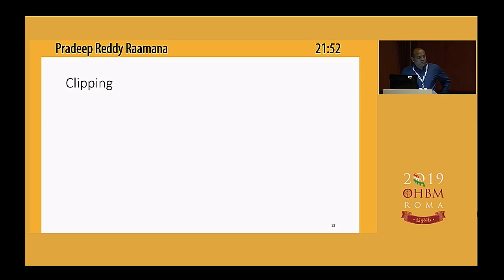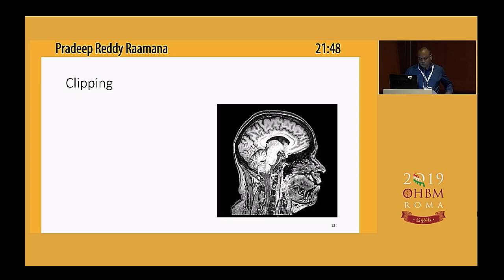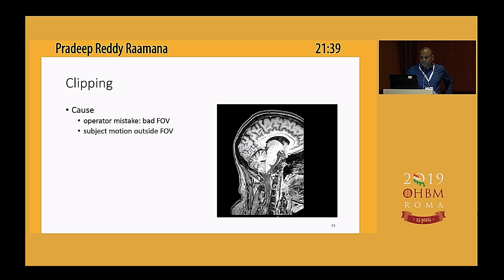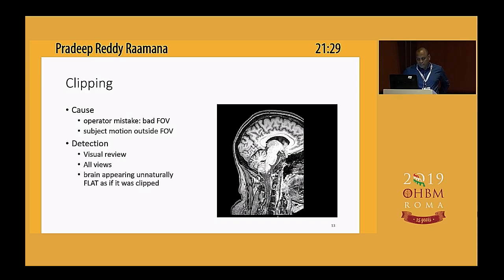The second artifact is something called clipping, where, for example, this is a good T1 image, and a clipping artifact would look something like this, fairly easy. And typical causes are operator mistake, bad field of view, or subject motion once the session is set up. And again, you can easily detect it by visual review of the data.